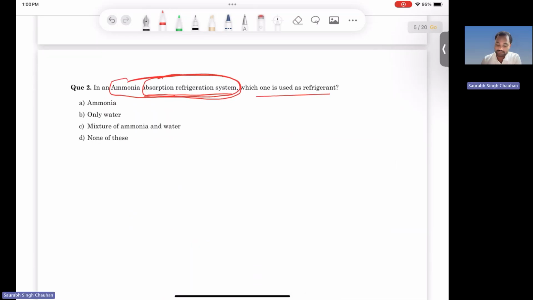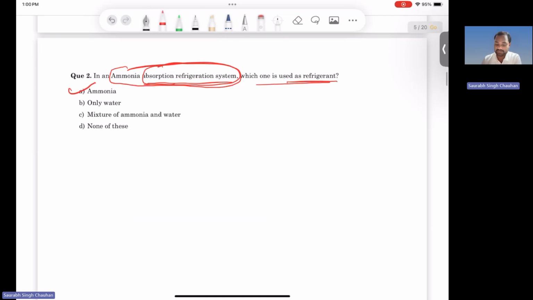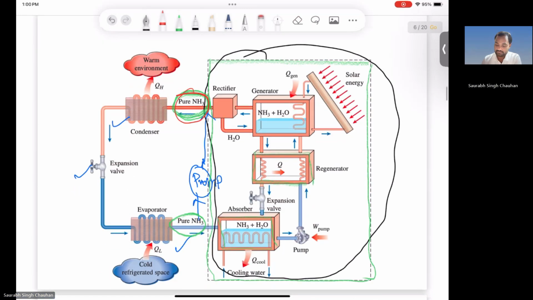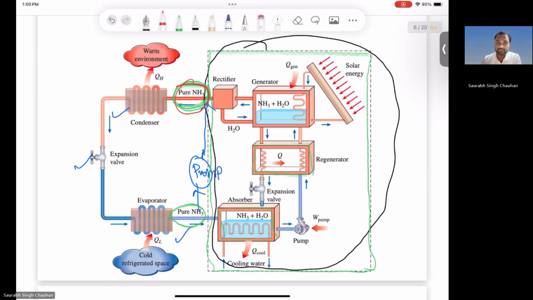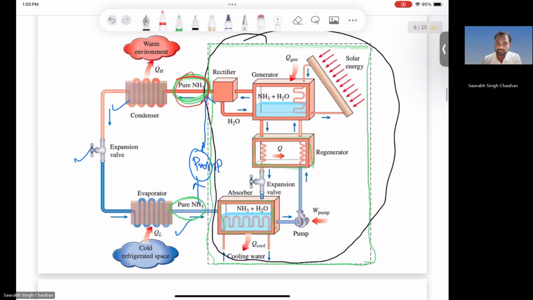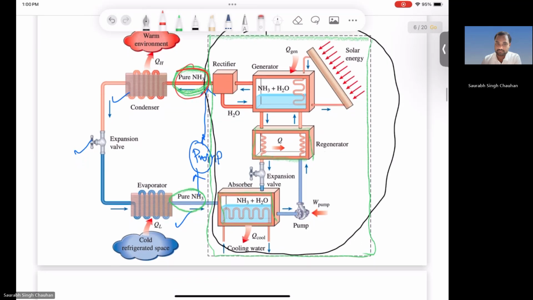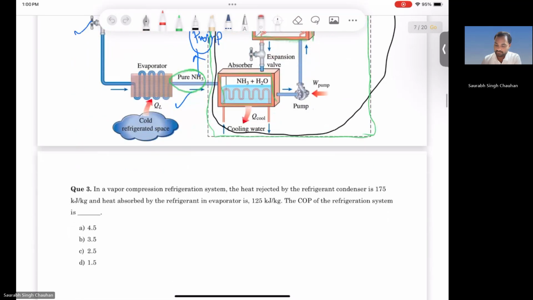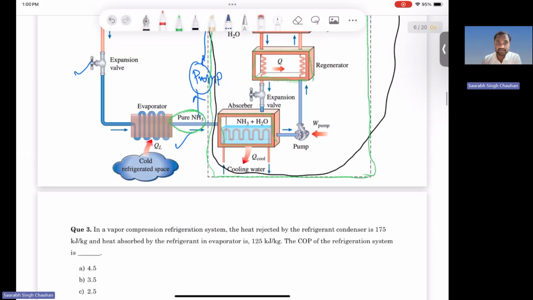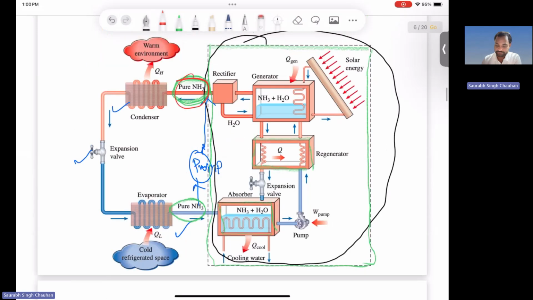So now you can answer this question. In an ammonia absorption system, which one is used as a refrigerant? Ammonia is used as refrigerant, right? If it is clear, then we can move to the next question.